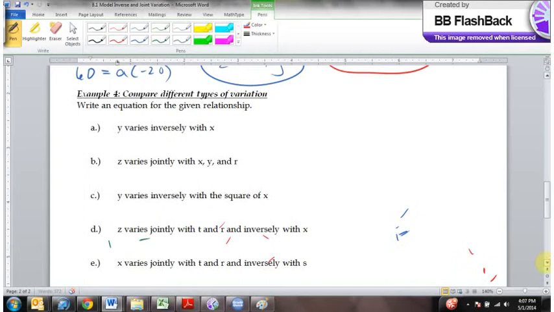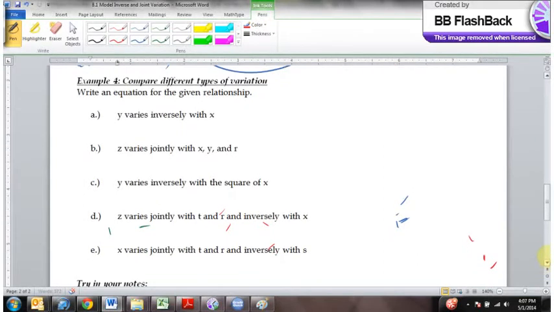Last example we're going to do is we are going to take words and turn them into math. So they've given us a bunch of phrases, and we're going to turn these phrases into equations. So, first one, y varies inversely with x. Inversely, that tells me that I'm going to have a in the numerator. For all of these examples, they don't tell me what a is, they don't tell me how to find it, so I'm just going to write a. So y varies inversely with x, so y equals a over x.